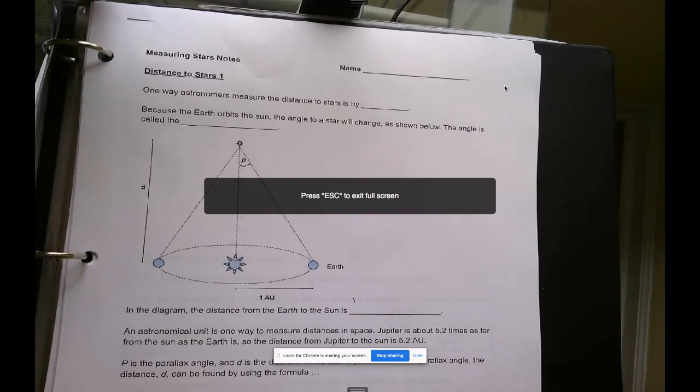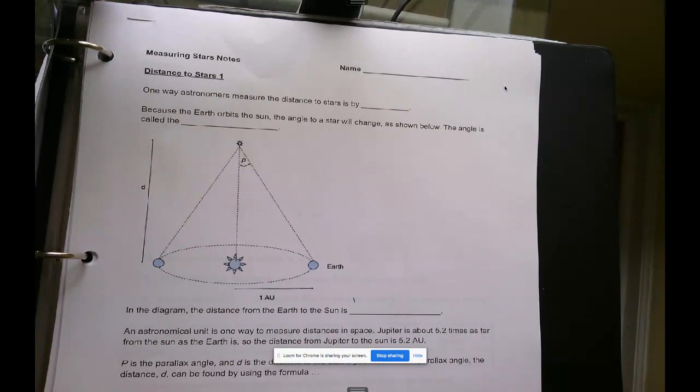All right, we're starting our next unit. So you're going to have to print out these notes and then take the notes as you watch the video.